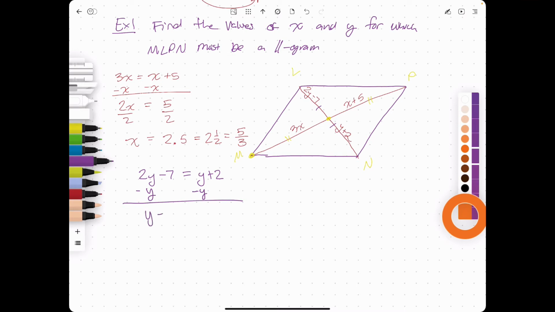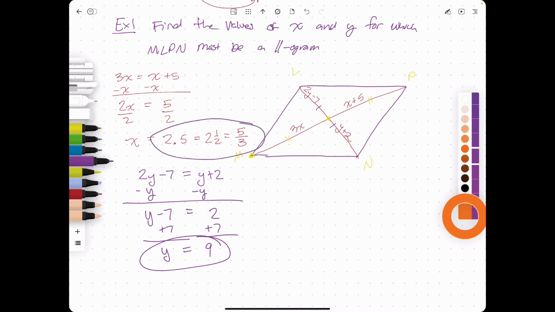So I have y minus 7 equals 2. And then you wanted to add 7. Is that okay? I always do it this way though. That's okay. As long as you have a consistent way so you don't mess yourself up, I don't care. y equals 9. And you can check these, right?